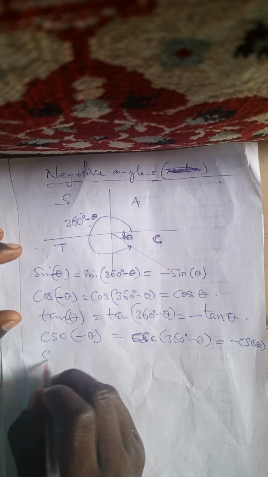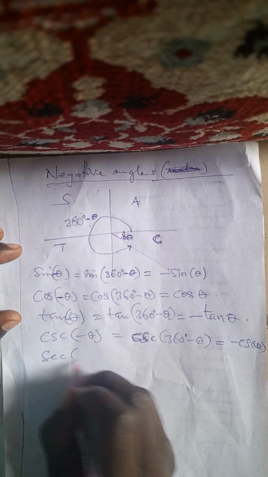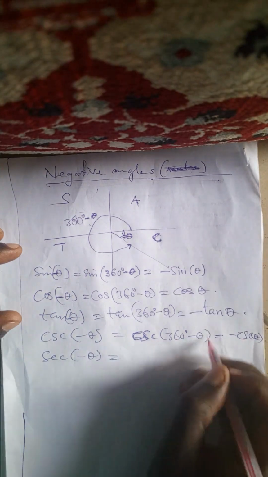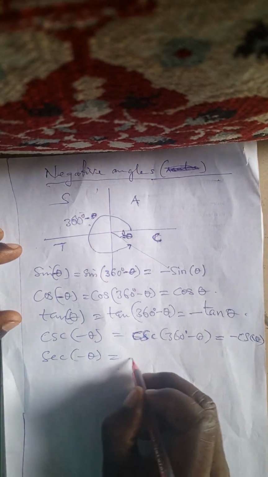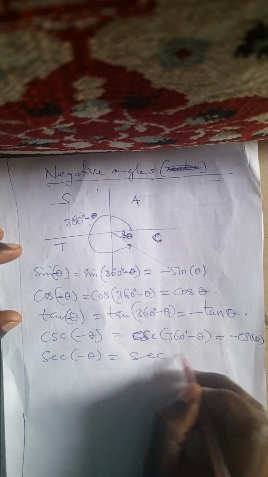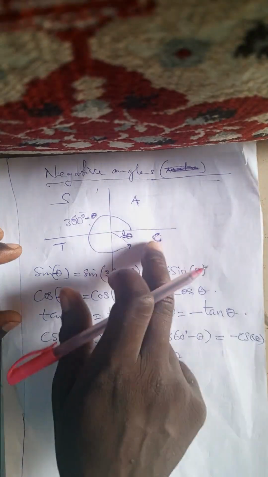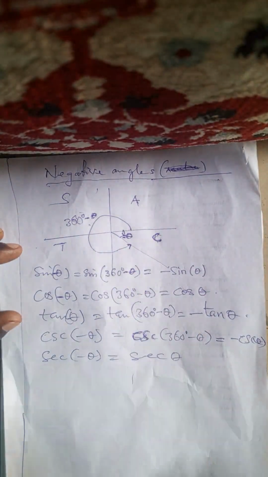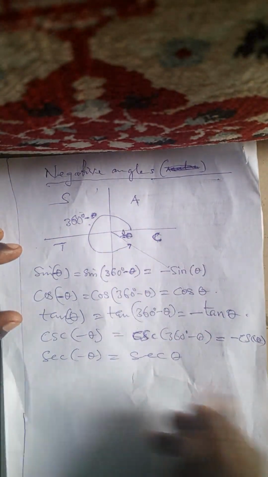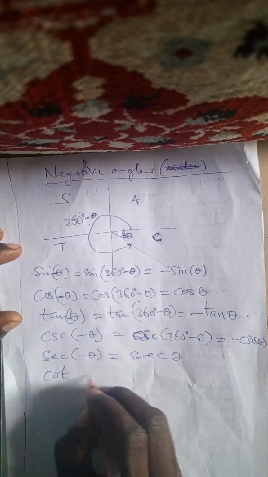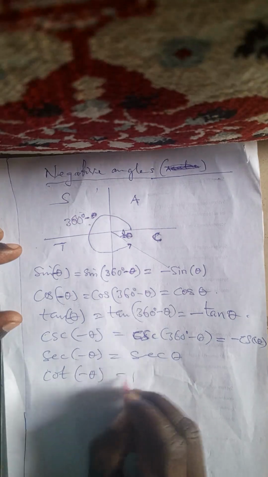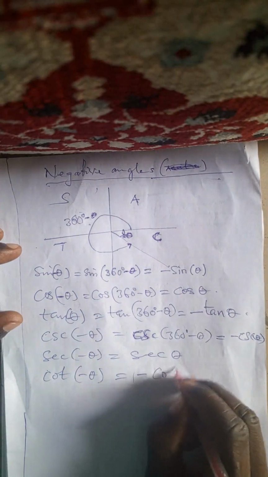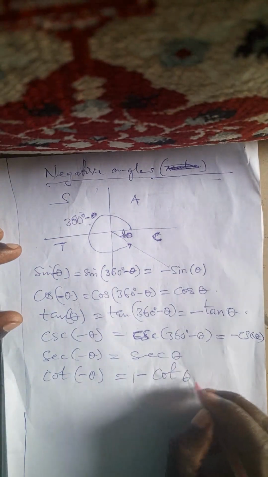Now, what about the sec? Sec of minus theta is going to be the same thing as sec theta, because cosine is positive, and so sec, the reciprocal of cosine, is also positive. What about the cot? Cot of negative theta is going to be the same thing as minus cot theta.